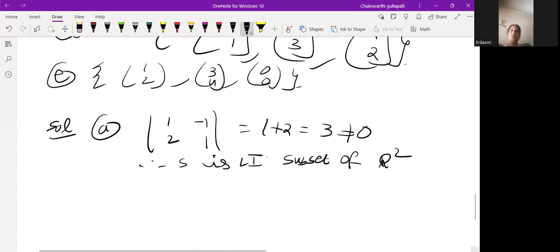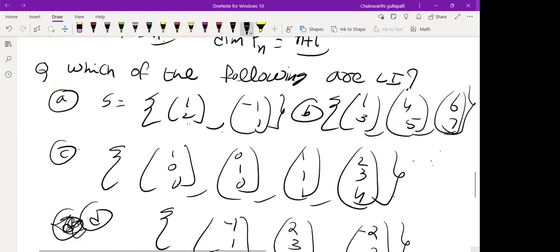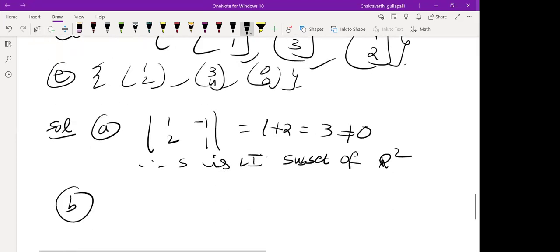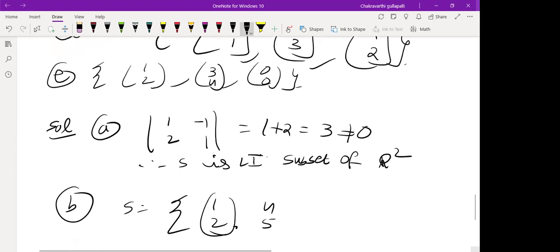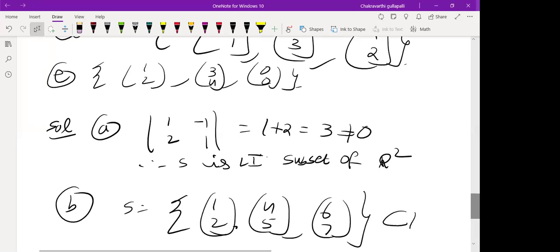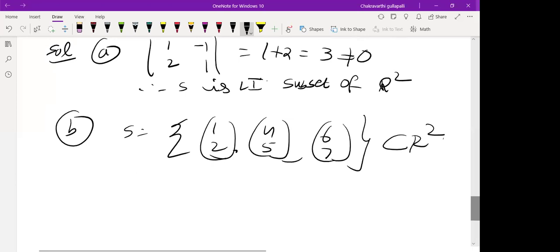But it is not required. Why not required? This B, this is a subset of which space? How many components? 1, 2. R2 space. And the number of vectors is 3: (1, 2), (4, 5), (6, 7). This is a subset of R2 space.